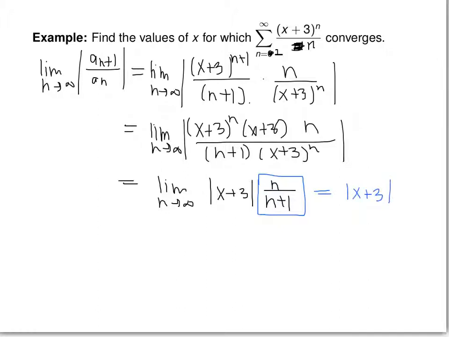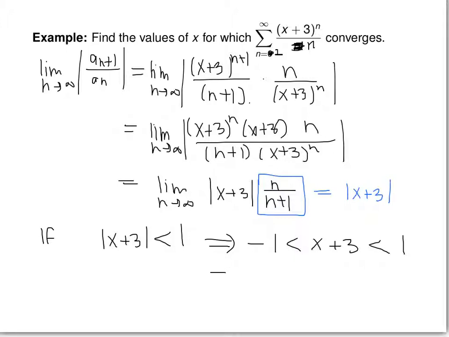And we know by the ratio test that this series will converge if the absolute value of x plus 3 is less than 1. When the absolute value of x plus 3 equals 1, the series may converge or may diverge, and we will have to check those cases individually. But the absolute value of x plus 3 being less than 1 implies that x plus 3 is in between negative 1 and 1, or that negative 4 is less than x, which is less than negative 2. So as long as x is between negative 4 and negative 2, we know that this series will converge.